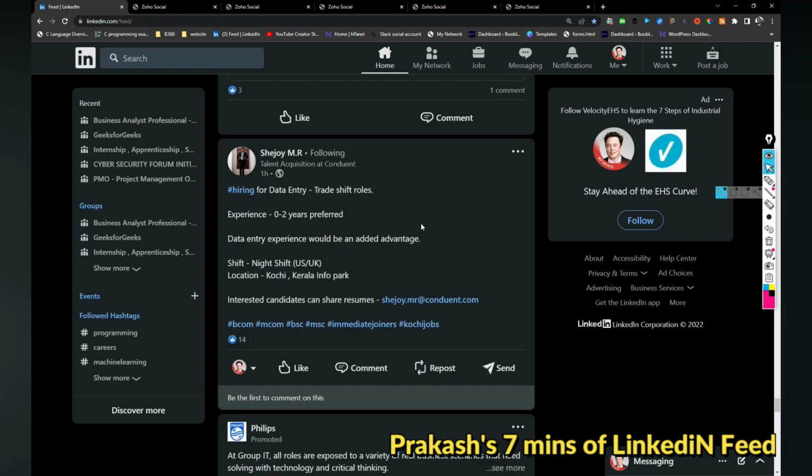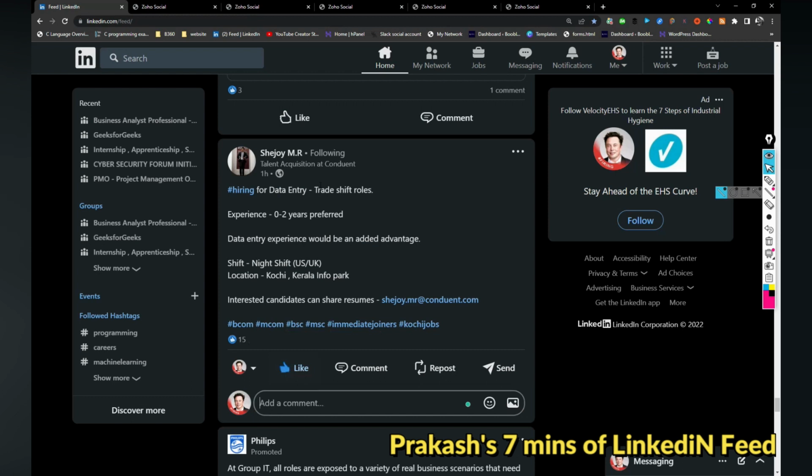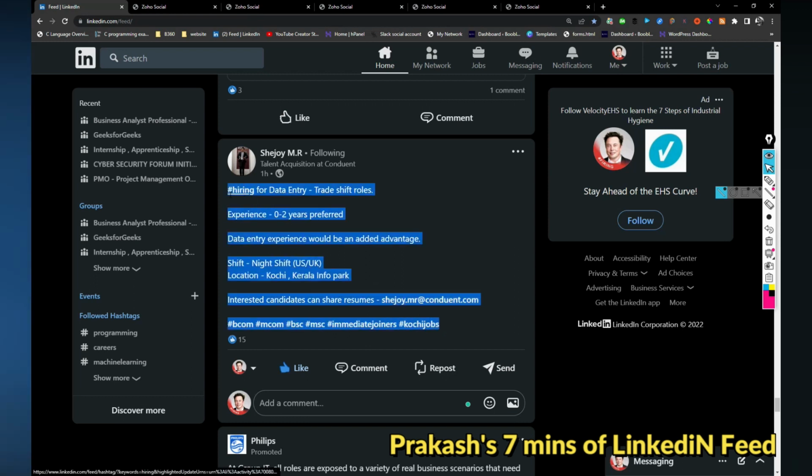Conduent is hiring for data entry roles. It is based out of Kochi, Kerala. If anyone is interested, share your resume with shijoy.mr@conduent.com. I have shared it.